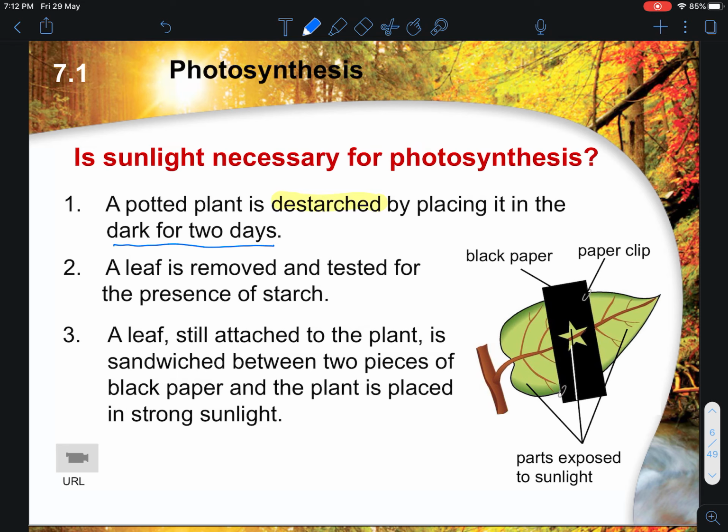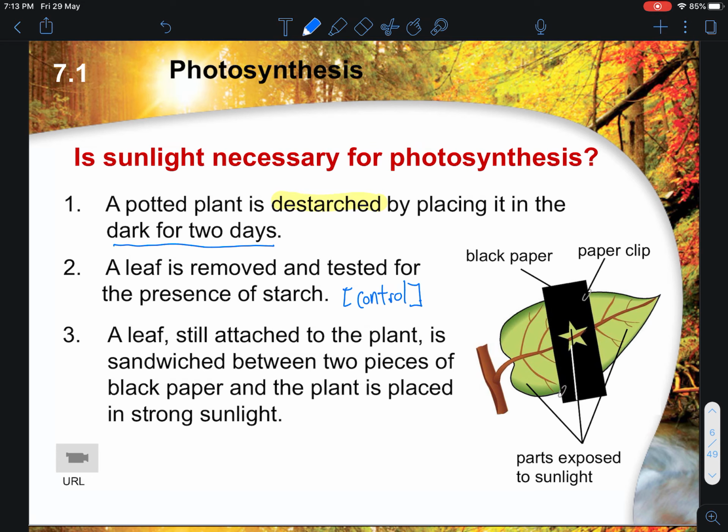Okay, so this one is mainly to act as the control. This one is to see whether, after the discharge, there is still starch produced. So what you should see is there shouldn't be the presence of starch, because photosynthesis did not occur due to the absence of light energy. Because in a dark room there is no light energy, so photosynthesis cannot occur.